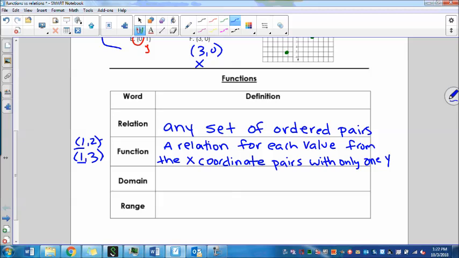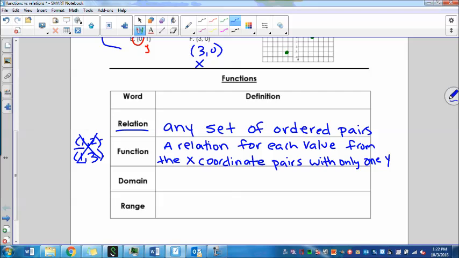Okay, so you want to make sure that your x coordinates only pair with one y value. If they pair with more than one, then it's not a function. So it's a relation with some rules, not just any set of ordered pairs. And we're going to see some more examples later on in our notes.